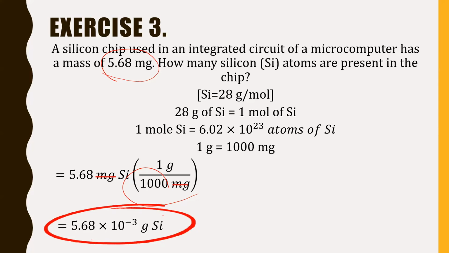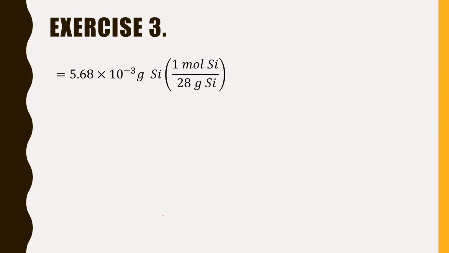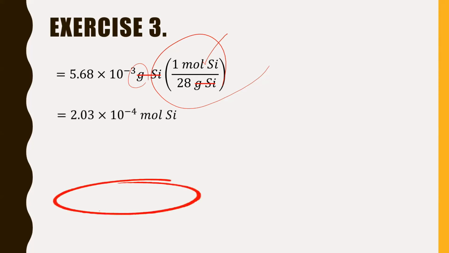And now, since we have grams, we're ready to compute the number of moles. So what we will do again, since we know the grams, is divide it by the atomic weight to get the number of moles. So 5.68, cancel the grams there. 5.68 times 10 raised to negative 3 divided by 28, we have 2.03 times 10 raised to negative 4 moles of silicon.